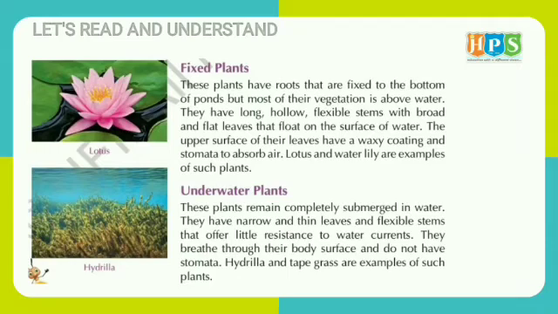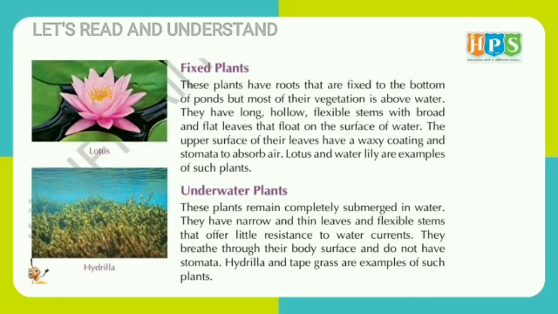Next is underwater plants. These plants remain completely submerged in water. They have narrow and thin leaves and flexible stems that offer little resistance to water currents. They breathe through their body surface and do not have stomata. Hydrilla and tape grass are examples of such plants.